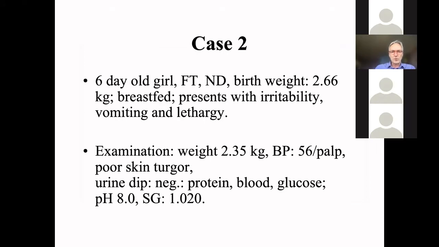Okay, we're moving on to another case. So this is a 6-day-old girl, full-term, normal delivery, birth weight 2.66 kilograms. She was breastfed, and she is brought to the A&E because the parents are worried about her. And as an experienced pediatrician, you take one look at this baby and you know this baby is in trouble. She has lost a considerable amount of weight. Her blood pressure is lowish. She has poor peripheral circulation. She is hypovolemic.